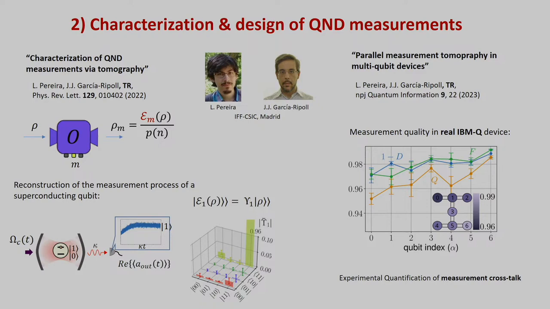And on the right, we also apply this method to a real IBM quantum device. The application of this was done by Luciano, who is very expert on IBM Q. And here, for instance, we applied this to a device of 7 qubits. You can see it in the figure. And we could really see which qubit's measurement is better than the others, and try to find the sources of errors in that device.